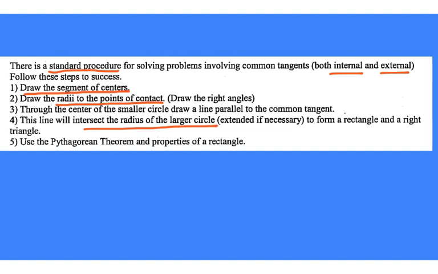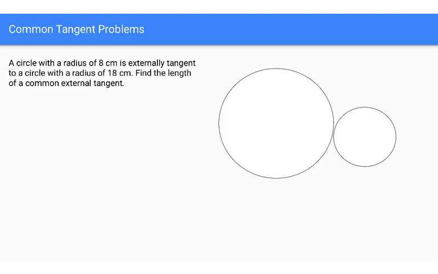We may have to extend that radius of the larger circle to form a rectangle and a right triangle. Once we have that, we're going to use the properties of a rectangle, that all four angles are right angles and the opposite sides are congruent, and the Pythagorean theorem to figure out our answer. So let's take a look at one more.